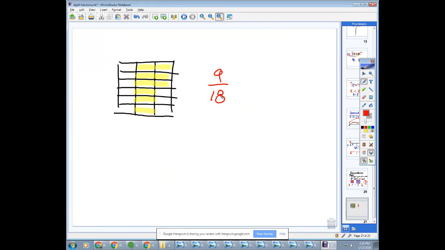So a few different things you could do here. Somebody might look at this and say, well, I see groups of 3 living inside of your cake. How many groups of 3 are in the whole pan? 6 groups of 3 in the whole pan. And how many groups of 3 are shaded? 3 of them.